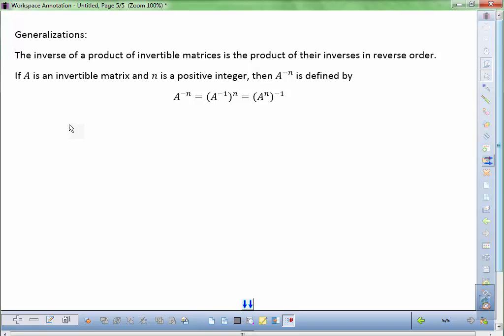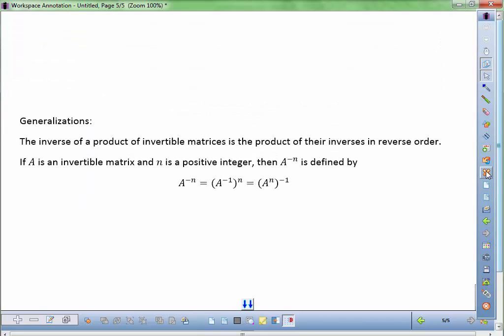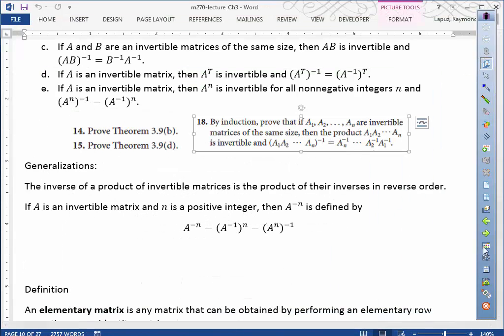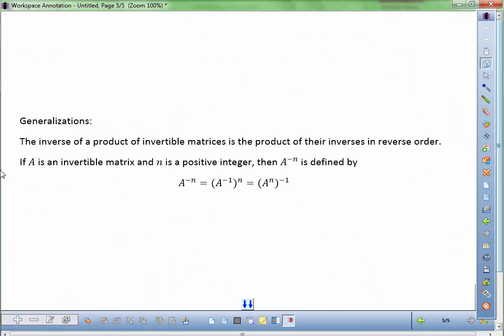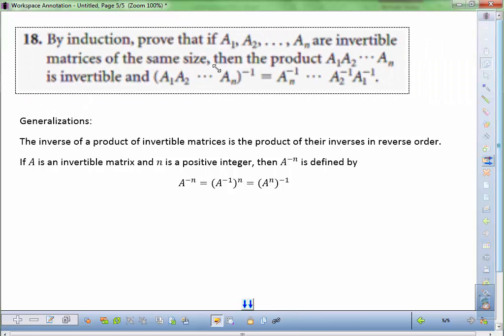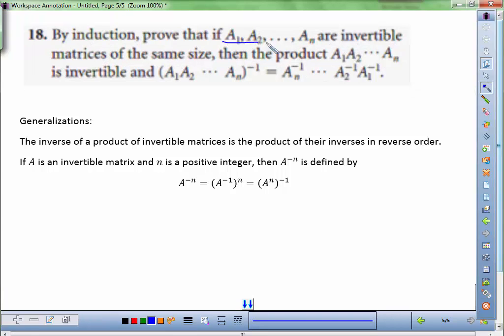That's actually, wait. Yeah. So that's actually that problem that I said was a good question to try to prove. So we won't prove this, but this is what they're saying. If you take the product of these matrices, the inverse of that is equal to the product of the inverses.